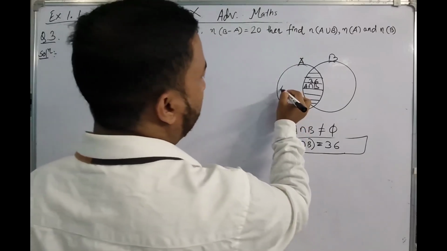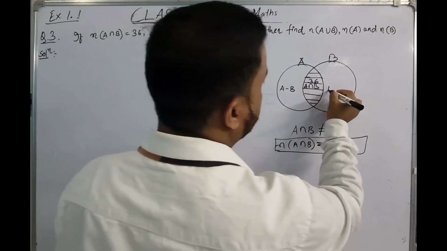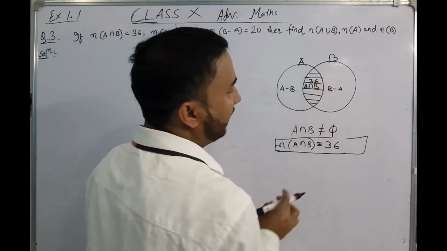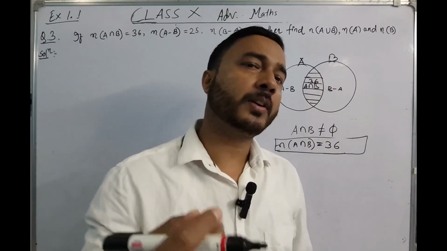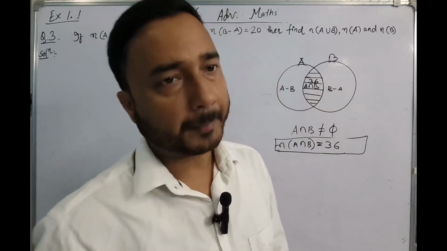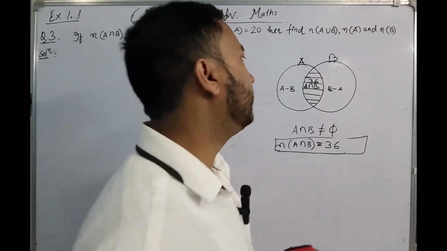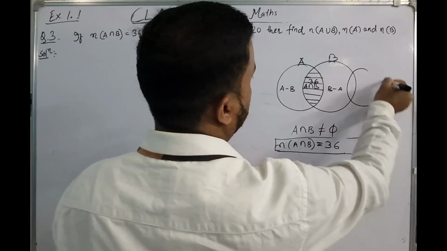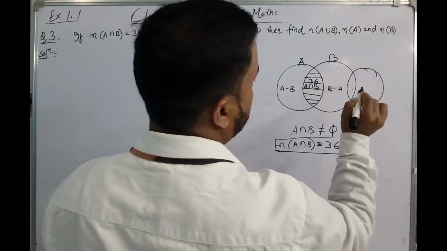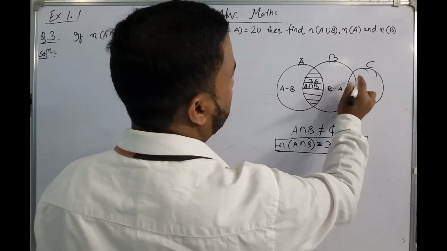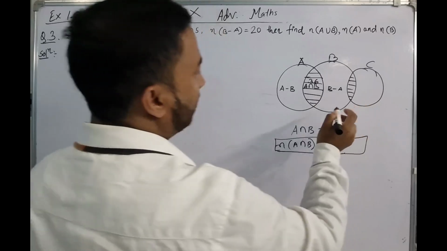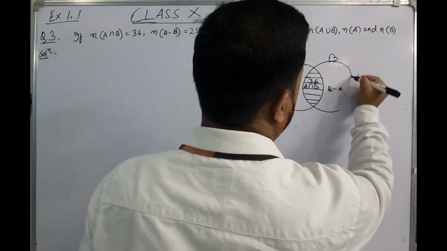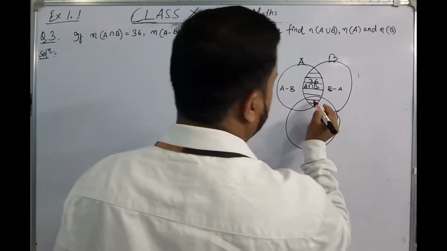You know that this part is A difference B and this part is B difference A. What is A intersection B? A intersection B means a set where the common elements of the two sets A and B are present. If we take the common elements together, then the set will be A intersection B. If another set C is there, then this part will be B intersection C. But if I draw the Venn diagram like this, then you see, what will this part be?